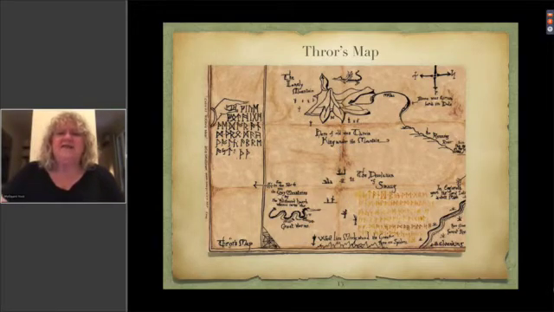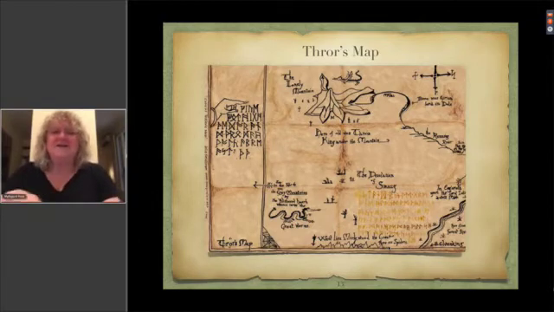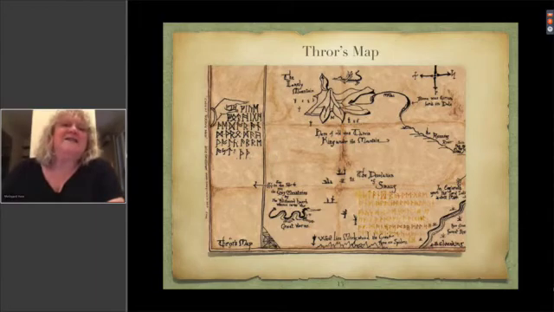And then the other thing that I really like about this map is if you look down here at the very bottom, here's where Mirkwood is, and it said, there are spiders. I thought, talk about an understatement. But now let's take a look here at Thor's map and these runes.